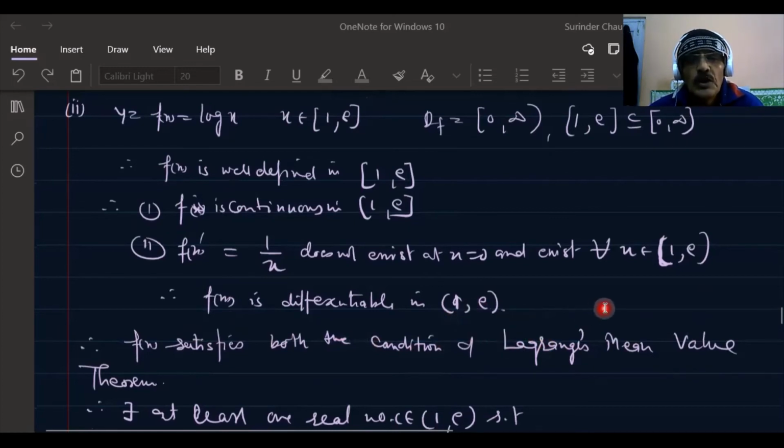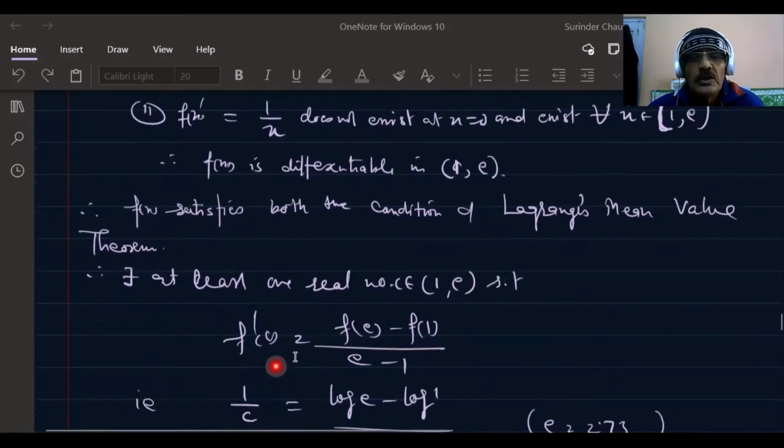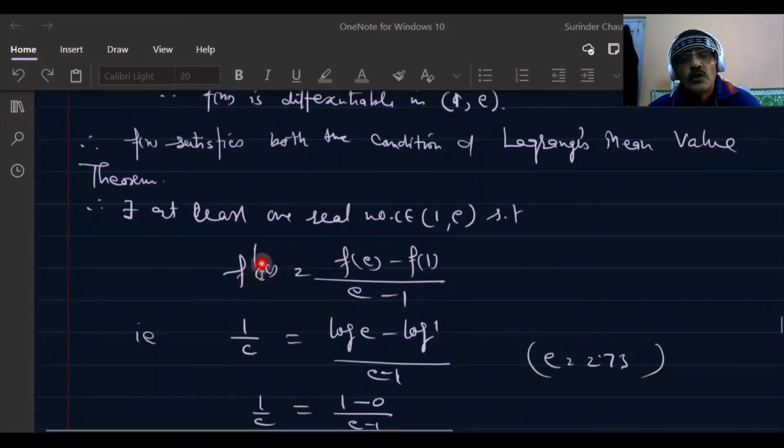This is 1 to e. Then there exists a number c belonging to the open interval 1 to e such that f'(c) is equal to (f(e) - f(1)) / (e - 1). Substitute the value of the function f(x) = log of x: f'(c) = 1/c, f(e) = log e, f(1) = log 1, divided by e - 1. Now simplify it.